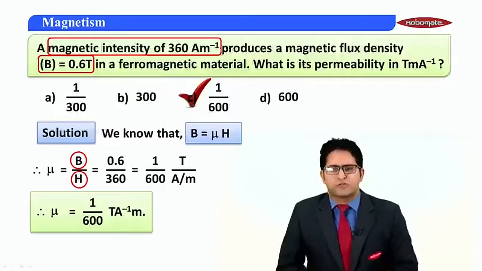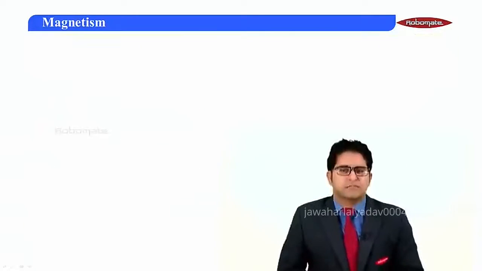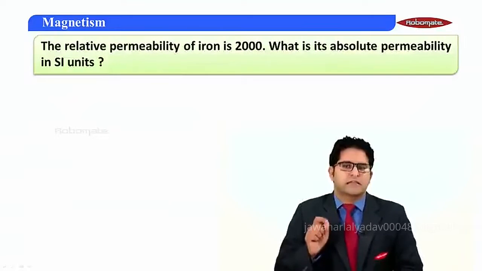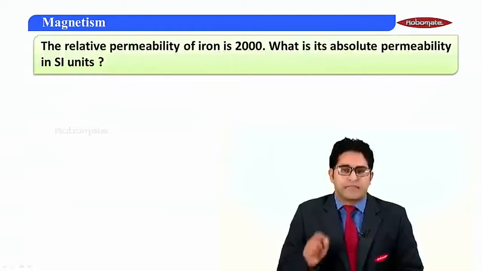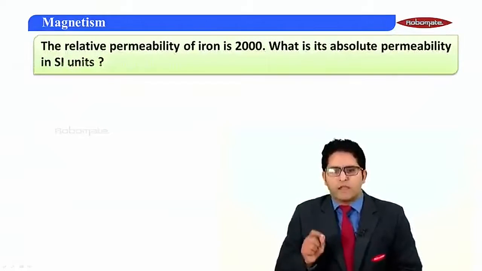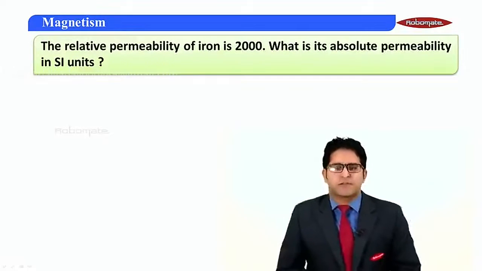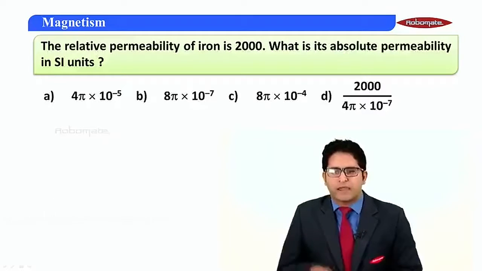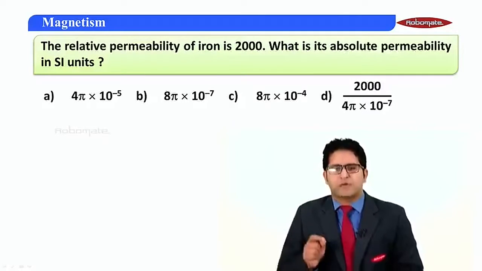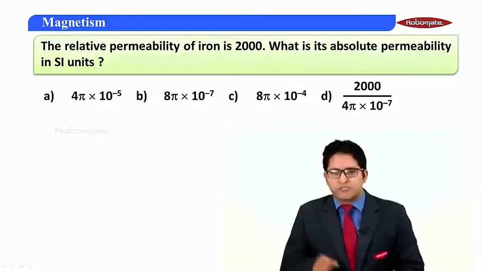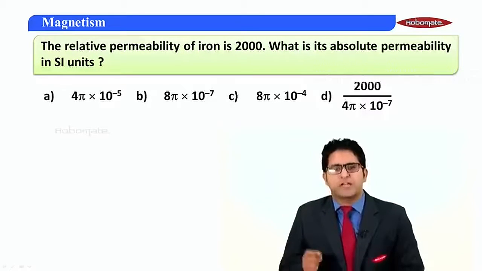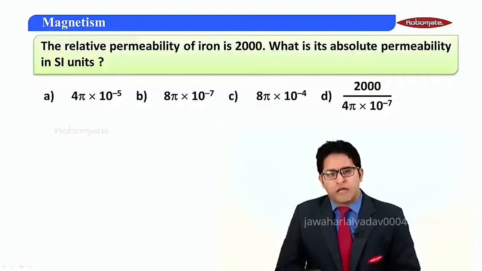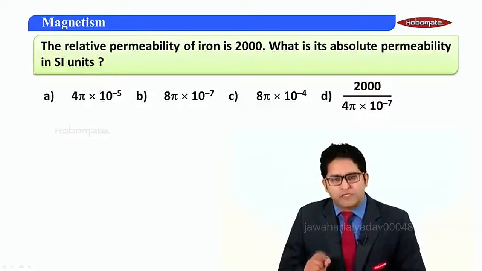Now let us move further on second multiple choice question. It says the relative permeability of iron is 2000. What is its absolute permeability in SI units? And the options are option A 4 pi into 10 raised to power minus 5, option B 8 pi into 10 raised to power minus 7, option C 8 pi into 10 raised to power minus 4, and the last option, that is option D, 2000 upon 4 pi into 10 raised to power minus 7.